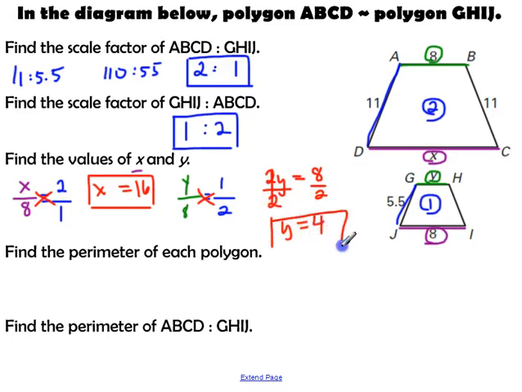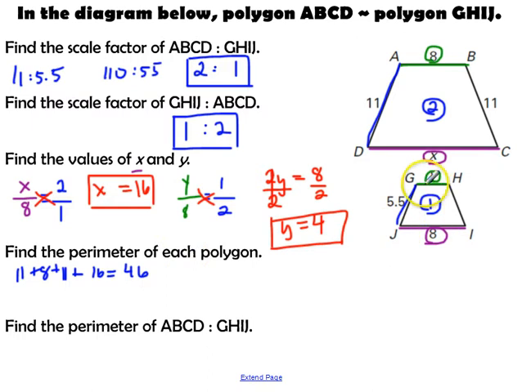So we've used proportions to find the missing side lengths. Next, we need to find the perimeter of each polygon. So in the big polygon on top, we have 11 plus 8 plus 11 plus x, which we found to be 16. And if we add that up, we get a perimeter of 46.